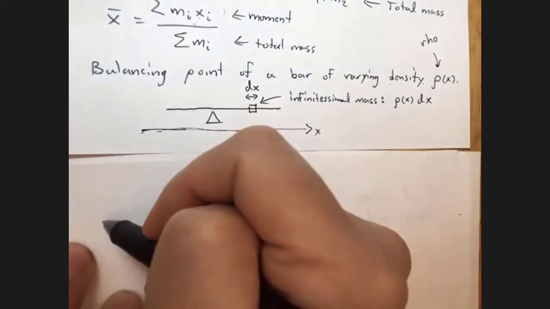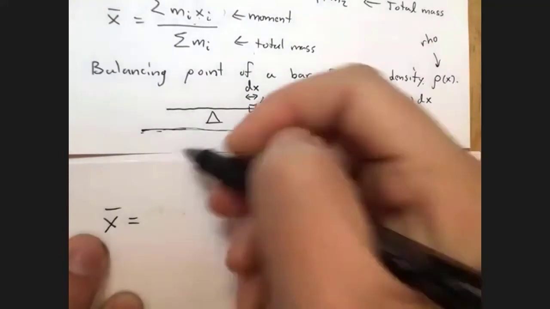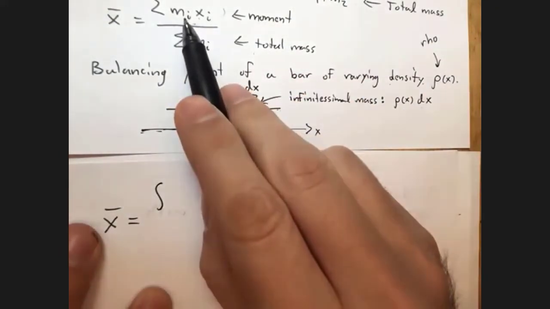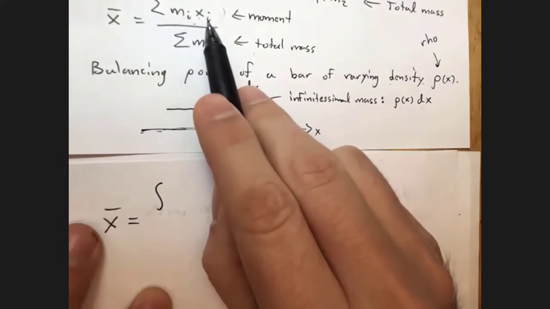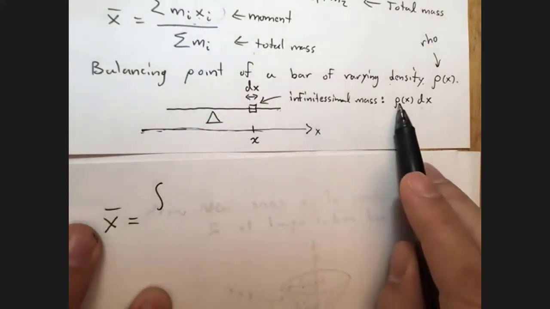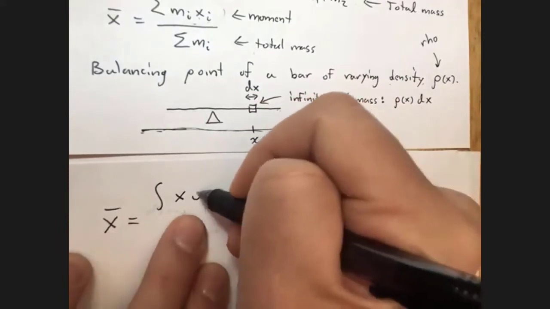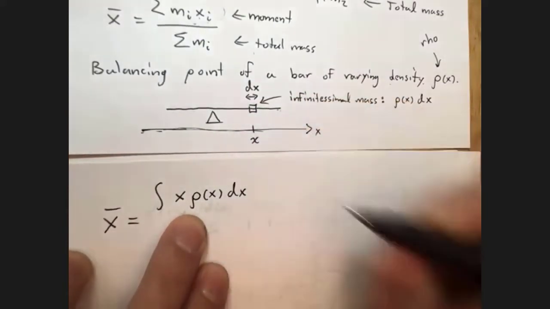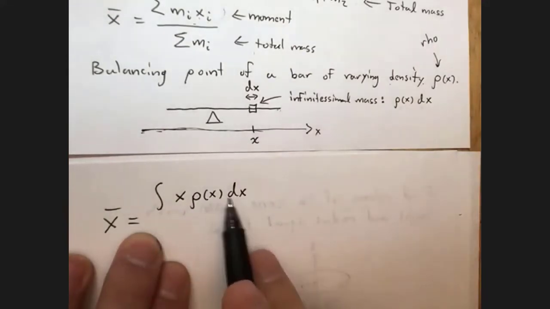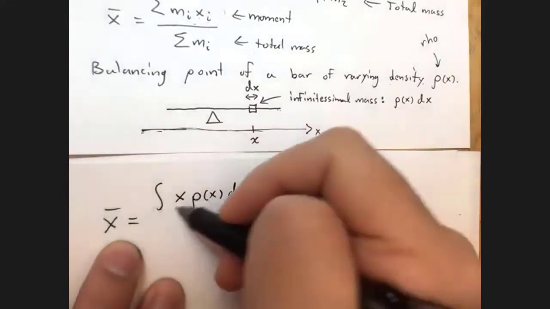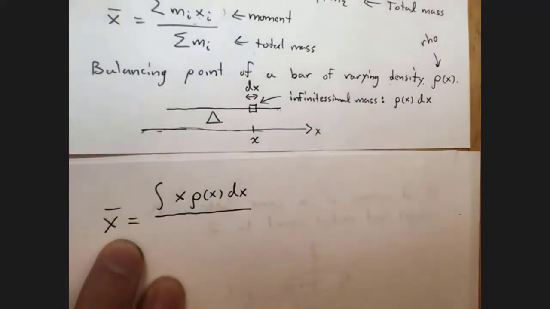So what does this become? The center of mass is the integral of what we did up here: we multiplied the mass times x. How are we getting the mass? It's rho of x dx. So we're integrating x times rho of x dx. Rho of x dx is the mass, and x is the position from the center. Then we divide by the total mass.